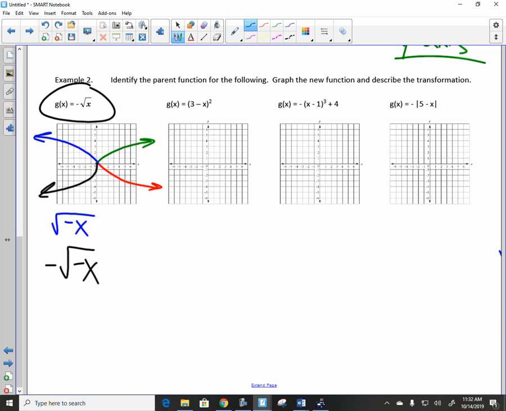This one is where you need to be really concerned about the horizontal flip. There's really no other functions where you need to be concerned about the horizontal flip. And I'll show you why. When you look at this one, you like to say, oh, I see a positive 3, so it's going to move it left 3. And I see a negative x, so it's going to make a horizontal flip.